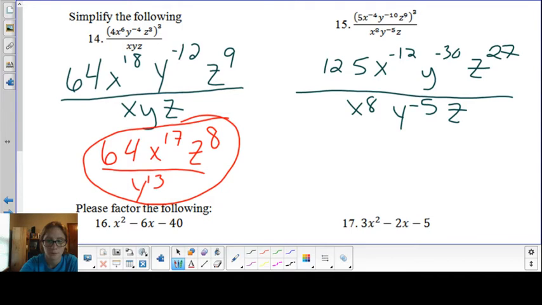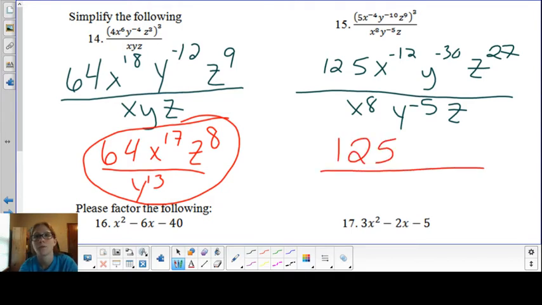So for this one, my 125 is going to stay on top because it has a positive degree. It's a degree of 1. My x's are going to hang out downstairs because they're negative, so I have 12 and 8 more, which is 20. The y on top, the 30 is going to go downstairs and be positive 30. But then these guys are going to come upstairs and be positive 5. So you have 5 minus 30, which is a negative 25. So you have y to the 25 down below. And then you have 27 minus 1, which is 26.